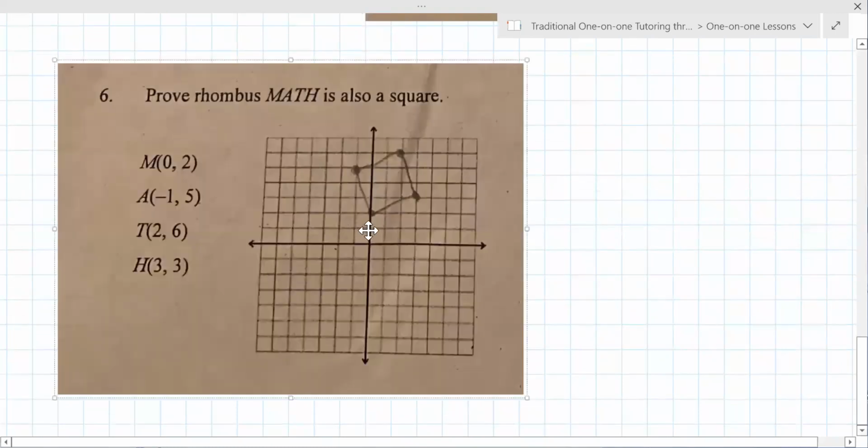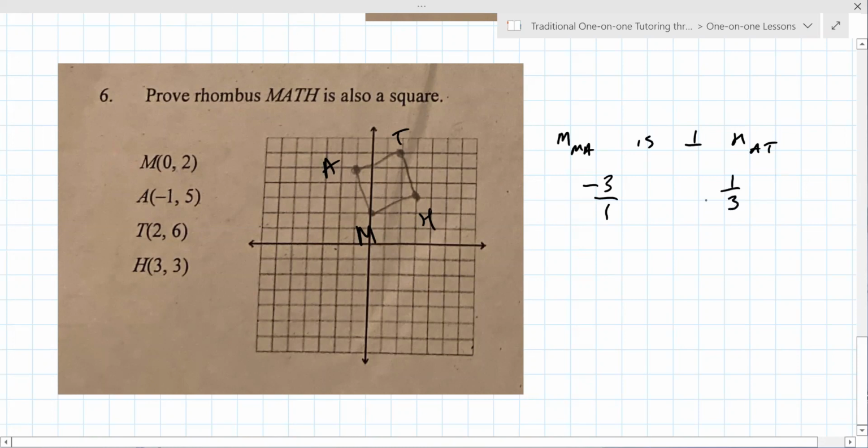So what you have to do is prove that, and we'll just pick, so let's go MATH. You want to show that the slope from M to A is perpendicular to the slope from A to T. And we actually already did that. We found that A to M is -3/1. And the slope from A to T was 1/3. So when you multiply those together, that equals -1.